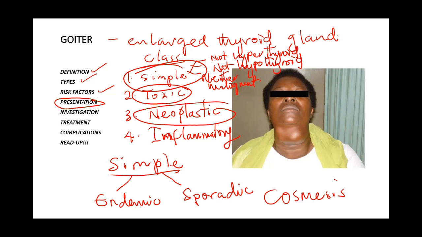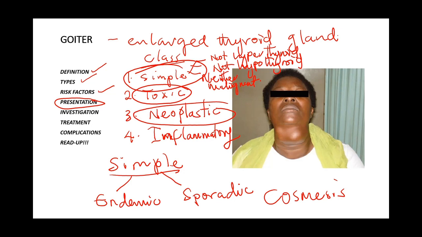This swelling might have pressure symptoms, which will be causing difficulty in breathing, difficulty in swallowing, change in voice. They may have malignant symptoms, which will compress on the trachea, infiltrate the recurrent laryngeal nerve. They may have distant metastases to the bones. Then other symptoms, if it is toxic goiters, they may have symptoms of toxicity. We won't discuss the detail of all this because of time.